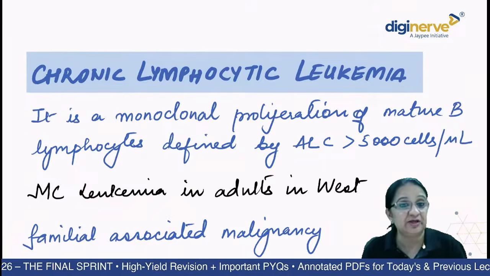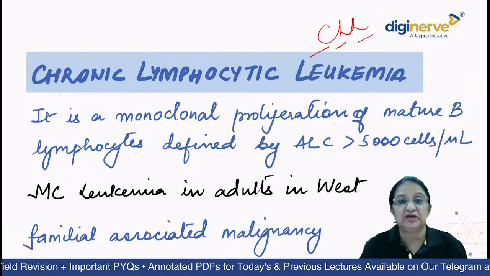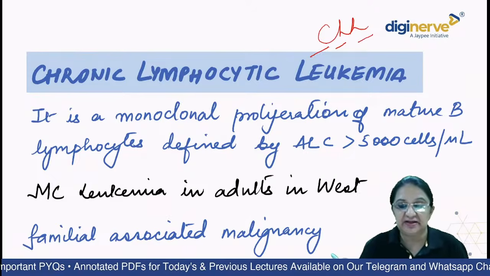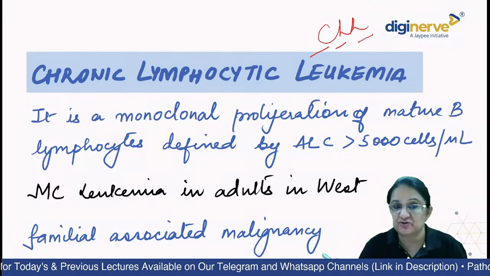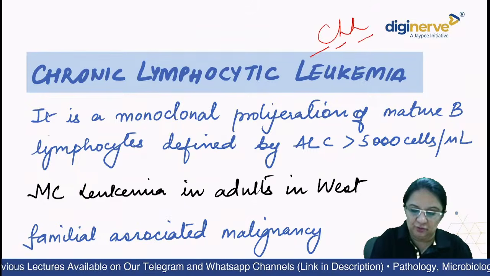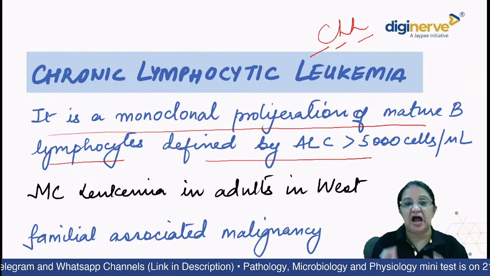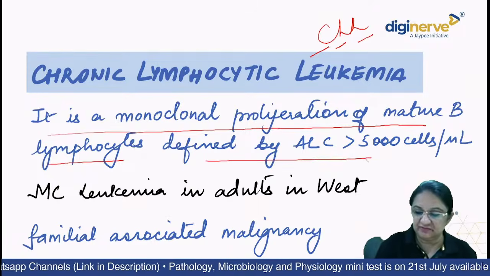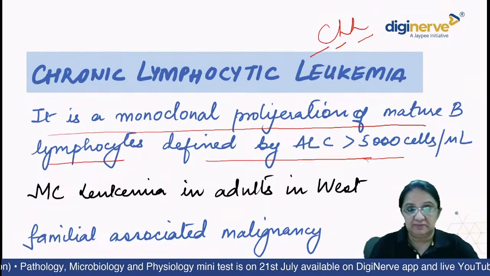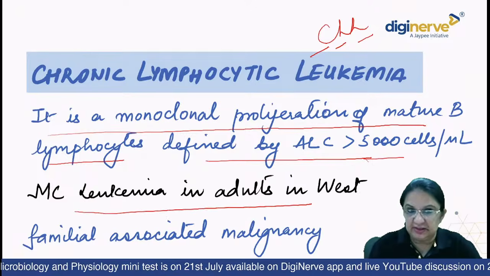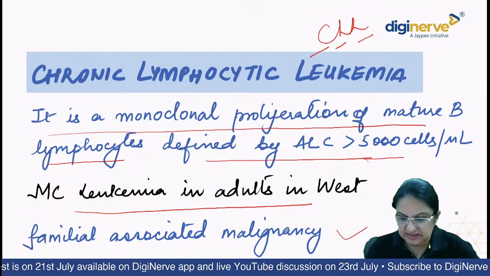Chronic lymphocytic leukemia or CLL, that is calm lymphatic leukemia. You see the cells are calm, they are not dividing. You see lymphocytes, right? So basically, it's a monoclonal proliferation of mature B lymphocytes defined by absolute lymphocyte count more than 5,000 cells per microliter. Okay, more than 5,000 cells. That's the most common leukemia in adults in the West, and it is a familial associated malignancy, right?